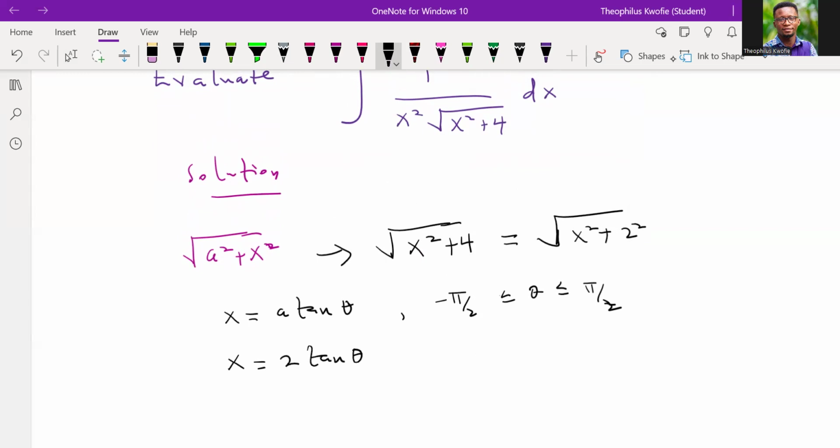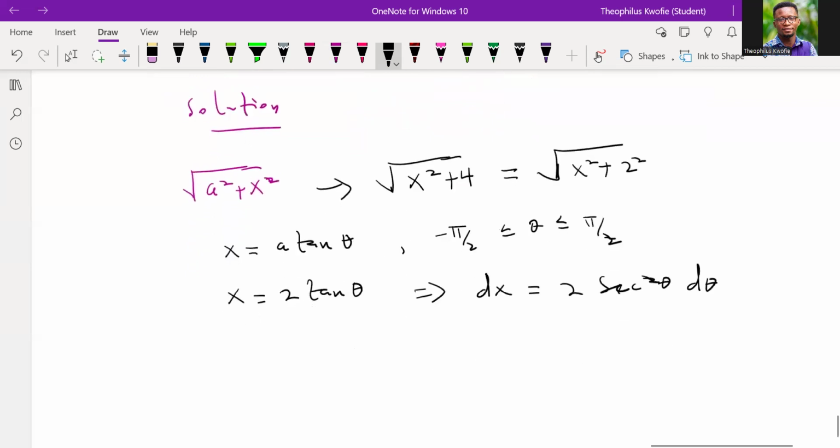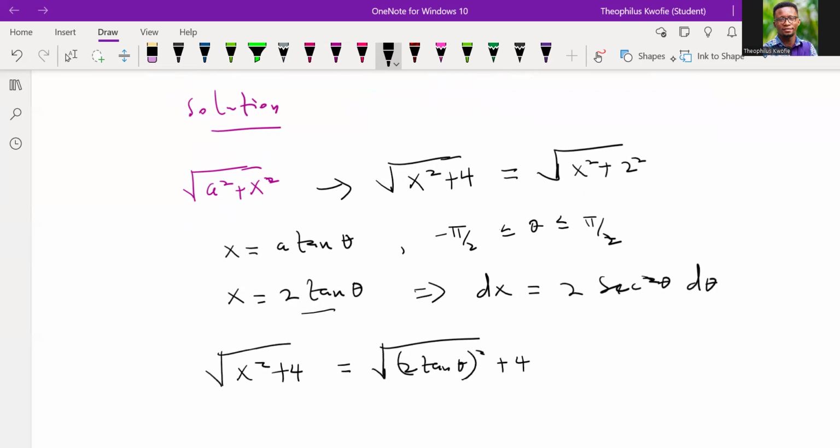Now, what is our dx? Our dx should be 2 sec squared theta d theta, because when you differentiate tan, you get sec squared. Now we need to further simplify our given expression, which was the root of x squared plus 4. What is our x? From here, we know our x is 2 tan theta, all squared plus 4.